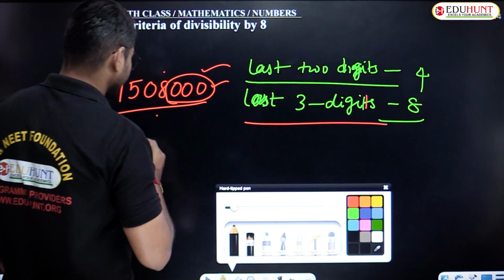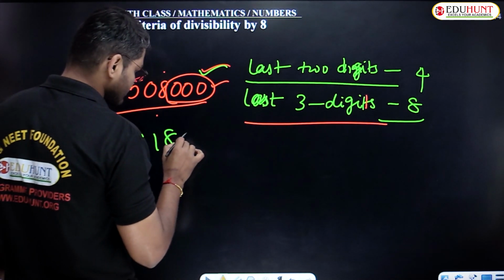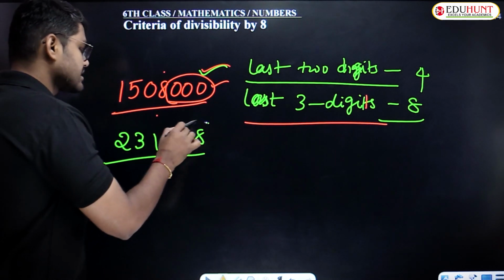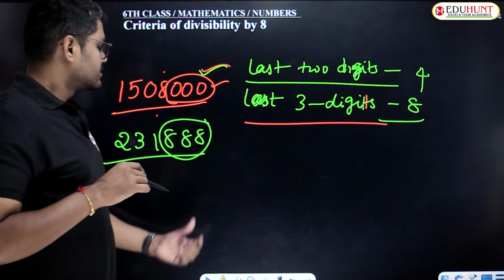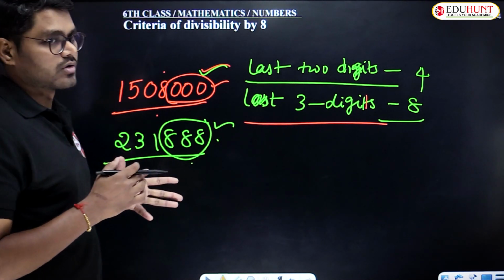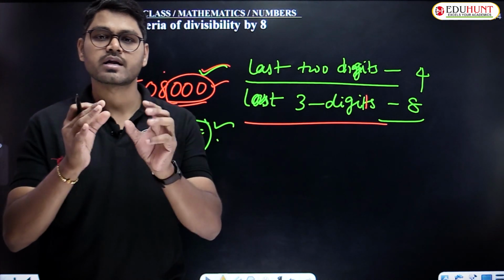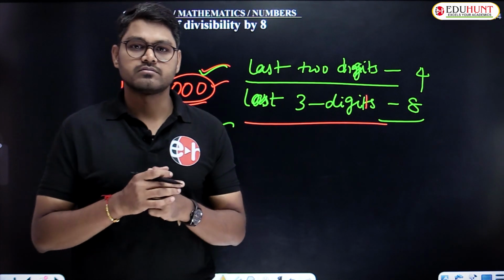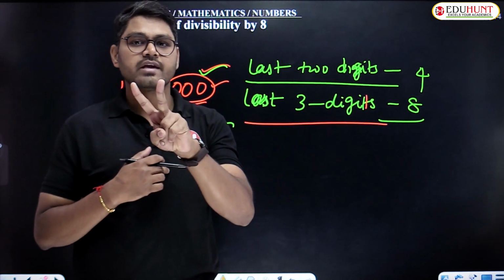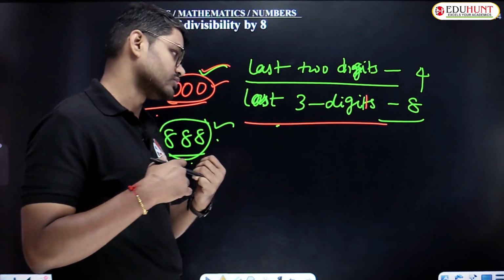If I take one more number, check once. Last 3 digits 888. This is divisible by 8. Therefore, this number is also divisible by 8. The divisibility rules of 4 and 8 are similar. In the rule of 4, we take the last 2 digits. In the rule of 8, we take the last 3 digits. Remember that, students.